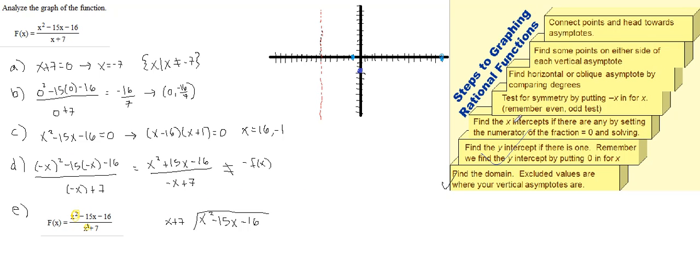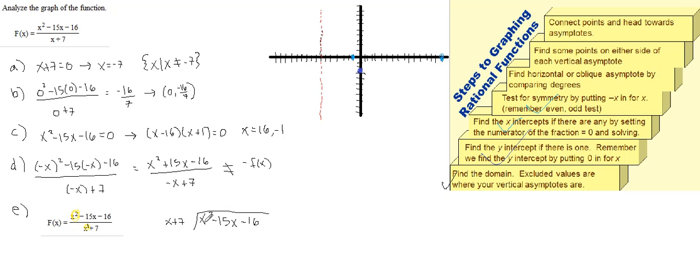Part D says test for symmetry by putting negative x in for x. I did that to see if I would get the opposite of what I started with, but I didn't, so it's not going to be symmetrical around the y-axis. Next one is find horizontal or oblique asymptotes by comparing degrees. The top is degree 2, and the bottom is degree 1. We learned if the top is 1 greater than the bottom, we're going to have to do long division. So let's start that here.